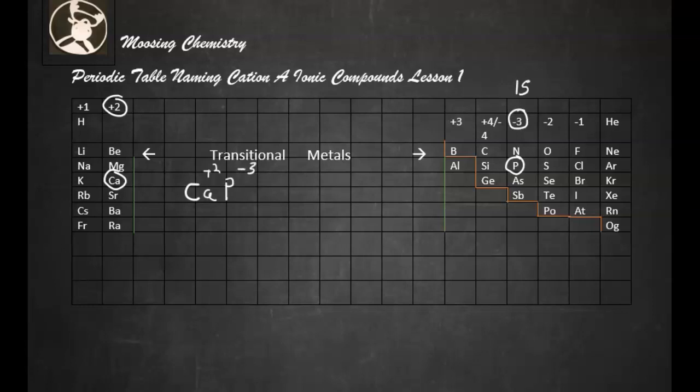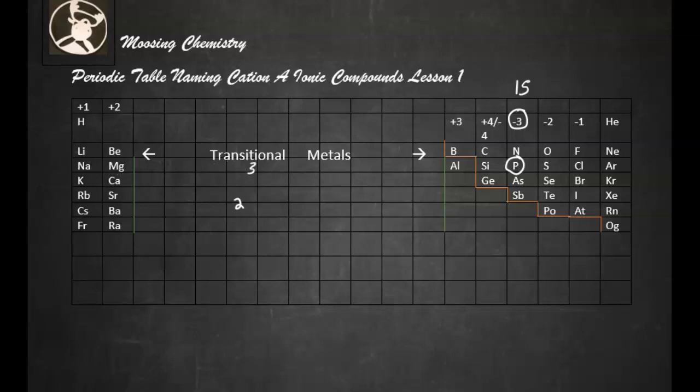So now, look at these oxidation numbers. They're not the same. So we're going to do something called a crisscross dance. We're going to crisscross these oxidation numbers. So this is going to be Ca3P2, which is calcium phosphide. Pretty cool, huh? Right, let's try something different.